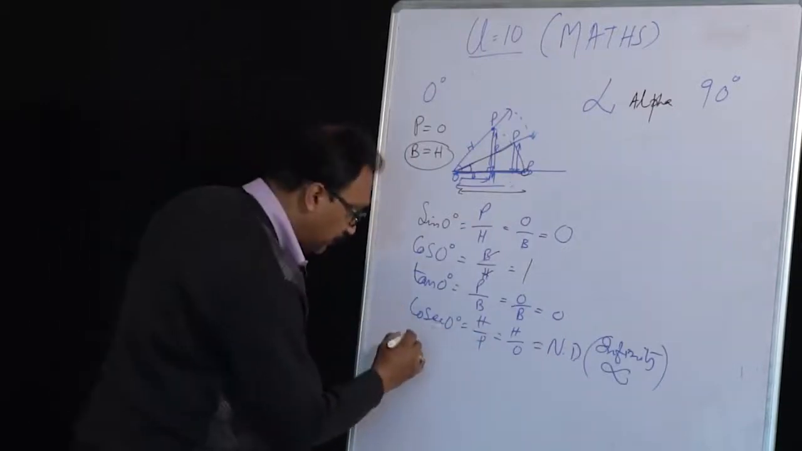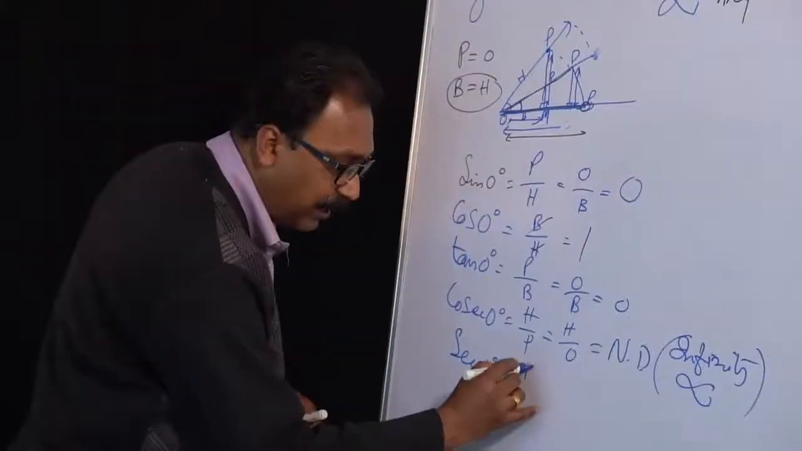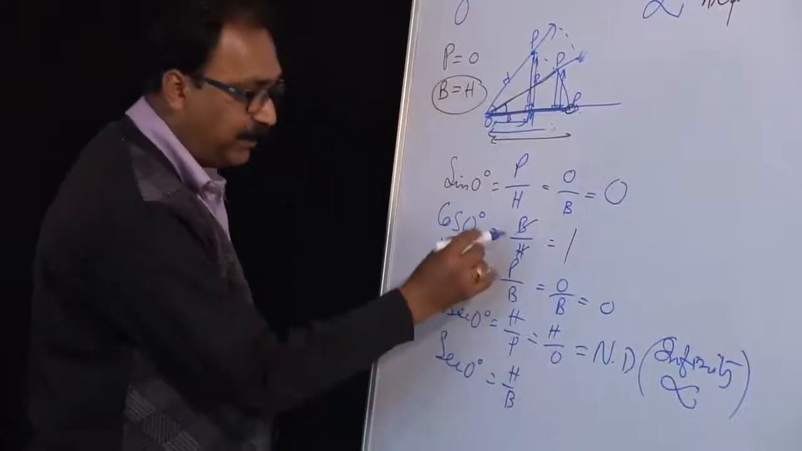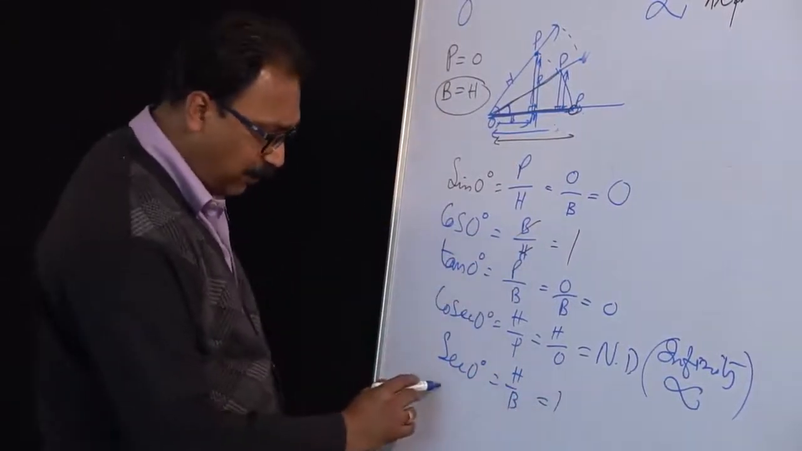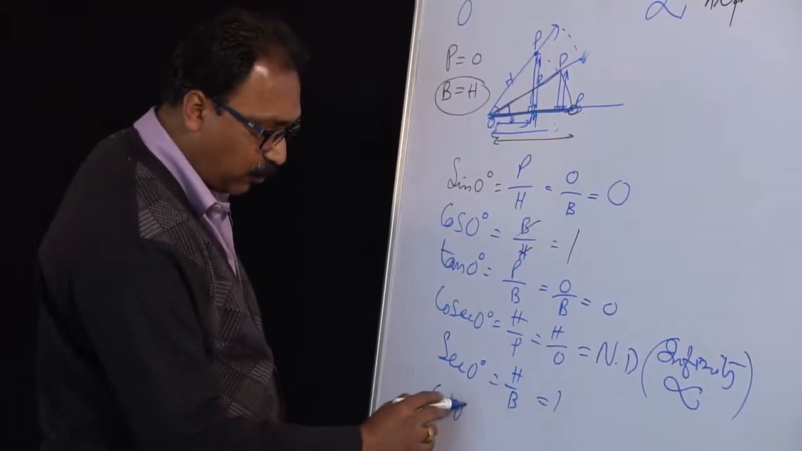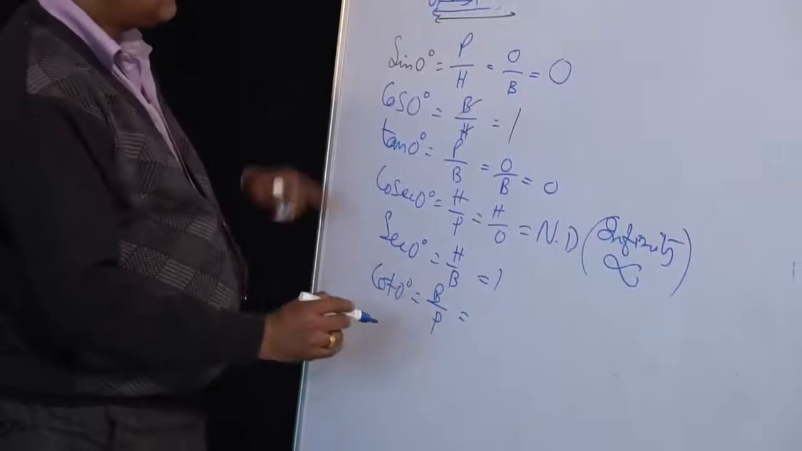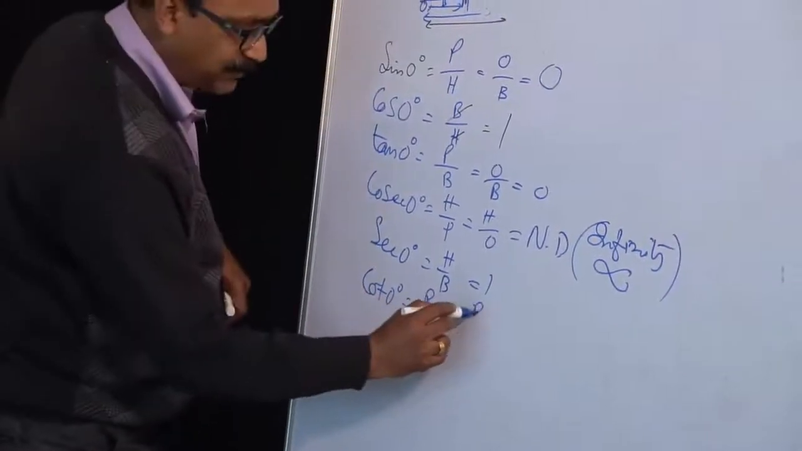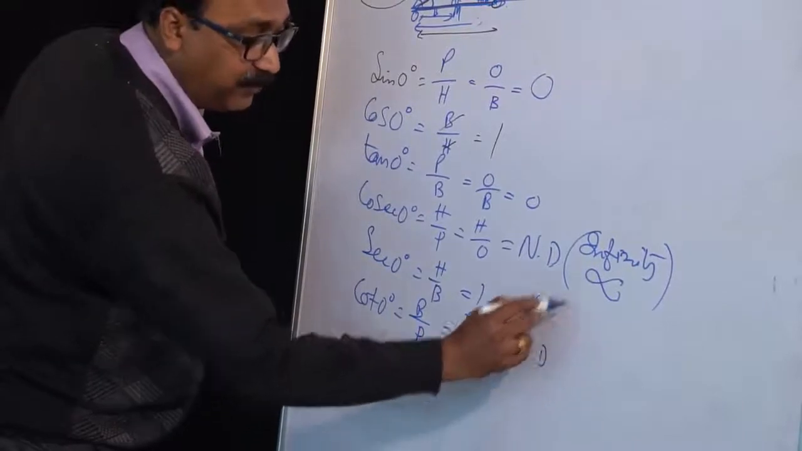And now sec 0 degree. Sec 0 degree is hypotenuse by base. Both are equal. So if they are equal, you consider it as 1. Last time we saw that. And cot 0 degree. Cot 0 degree is base by perpendicular. What is the base? Both are the same. So you can keep base and hypotenuse the same and perpendicular 0. That is also not defined. That's called the infinity sign.